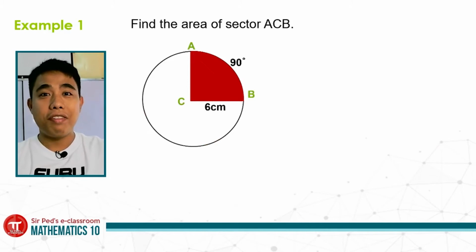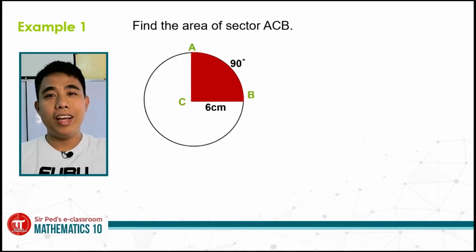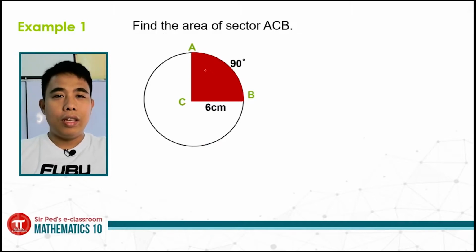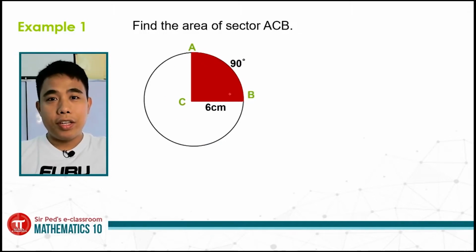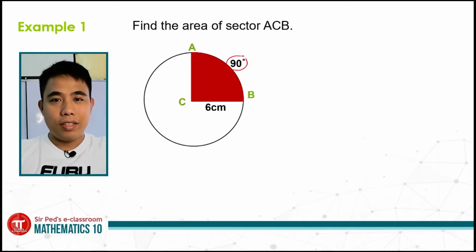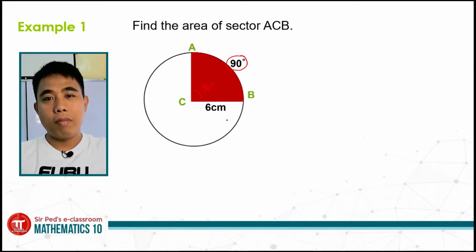So let's have an example. Find the area of sector ACB. In this figure, arc AB is 90 degrees, which means the measure of the central angle ACB is also equal to 90 degrees. The measure of the radius of circle C is 6 centimeters.